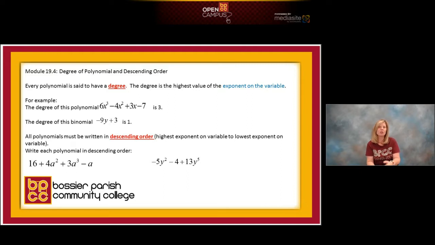So when we talk about the degree of the polynomial, we talk about the exponent on the variable. There's only one variable in that binomial. It's a letter y, and it's understood to have an exponent of 1. So we would say this binomial is degree 1.